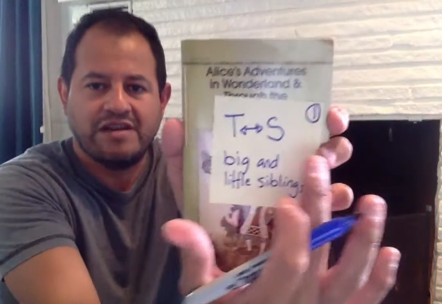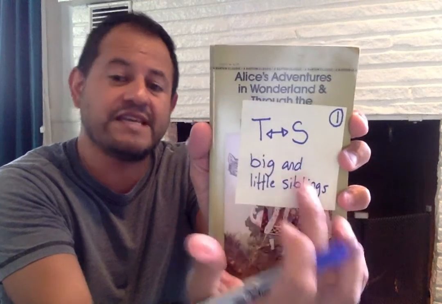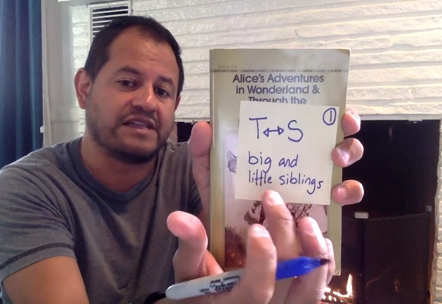And then what I'm going to do, so I have my page, it's a text to self, and I'm saying what it is. But maybe you're going to remember what it is, and that's okay. Big and little siblings. So then I'm going to go ahead and put it on page 1 where I had my connection. Just like that. And so when I open it up, it's going to stick out a little bit.